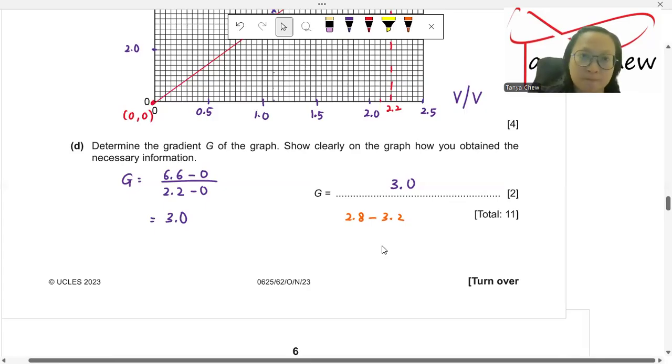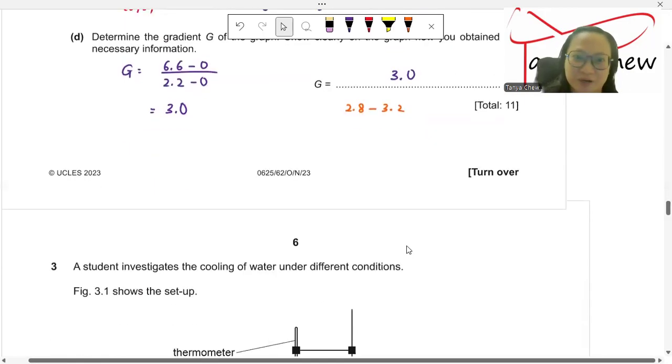And bear in mind, this is a range given in the mark scheme, 2.8 to 3.2. The value of the gradient must be between 2.8 to 3.2. Larger than 2.8, smaller than 3.2. Thank goodness mine is within the range, and I hope yours is within the range as well.